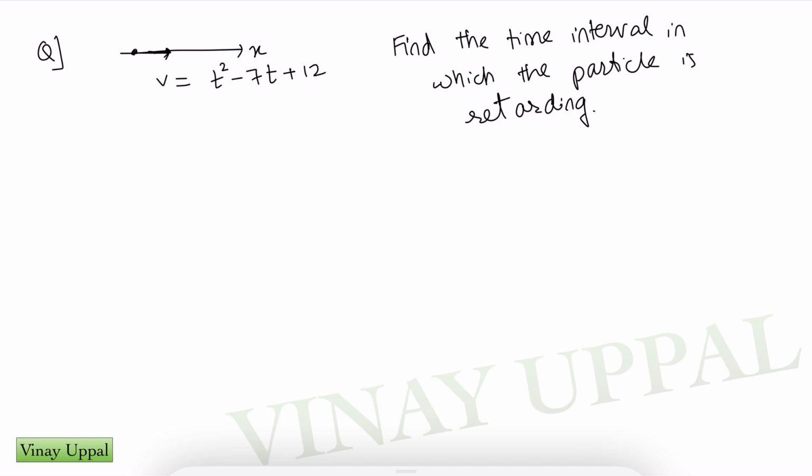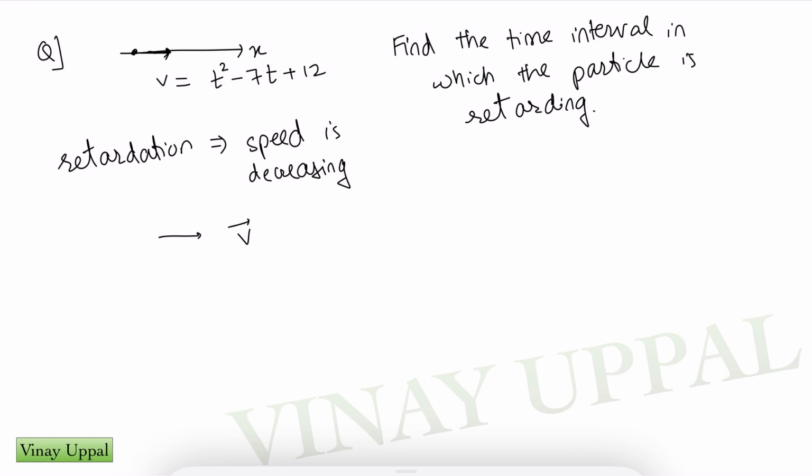So here one common type of mistake that students tend to make is they think that retardation means acceleration is negative. That is not correct. Retardation implies that speed is decreasing, and speed is decreasing means that the acceleration and velocity should have an obtuse angle between them. So if I have a velocity vector, I'm just talking in general in 2D, 3D, and the acceleration vector of the particle is this way, so this angle is obtuse. So this situation will imply that the particle is retarding.